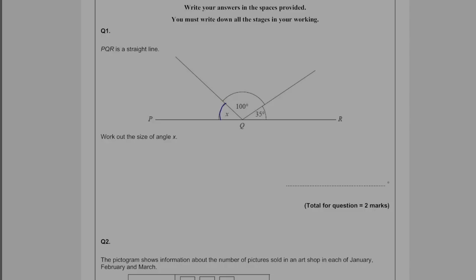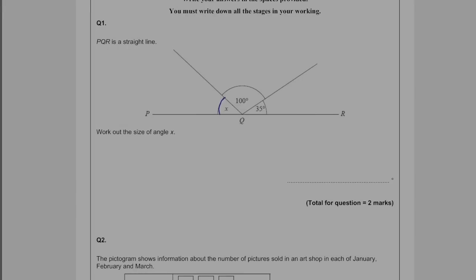Right, so angles along a straight line need to add up to 180. So what that means is that x plus 100 plus 35 is going to be equal to 180. So 100 plus 35 is 135, and that's got to be equal to 180. So I'm then going to minus 135 from both sides, and that gives us x is equal to 45. So 45.